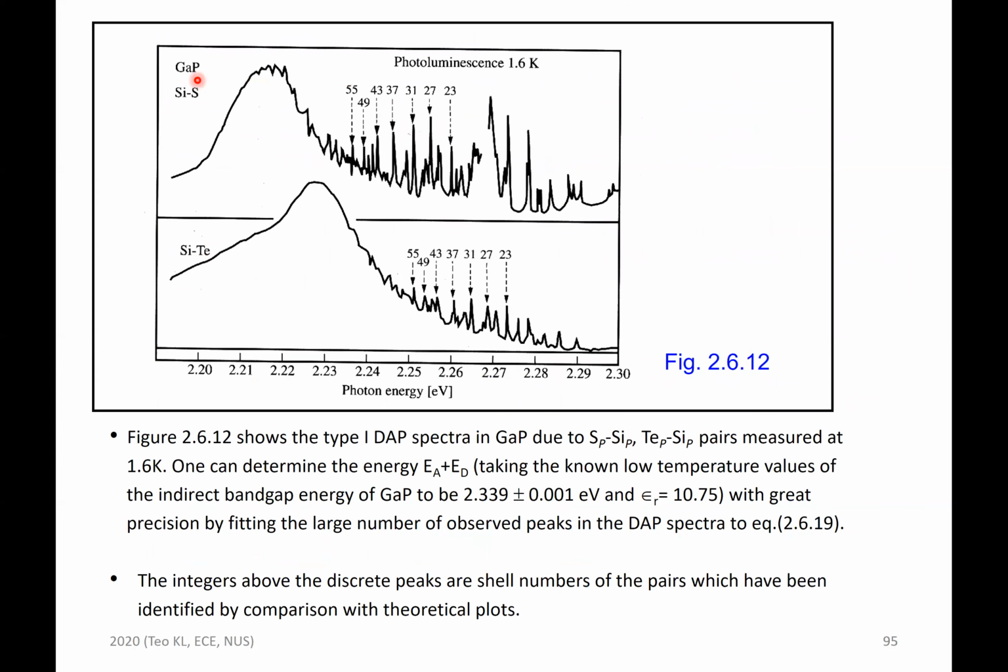So this shows gallium phosphide where you have silicon sulfur or even silicon telluride. These are the type 1 DA pair transitions. All the sharp peaks here are due to the donor acceptor pair transition, and each peak is due to the separation distance between the ionized donor and the ionized acceptor. Don't worry too much about these numbers; basically, this is due to the theoretical fitting. They give rise to the shell number of the pair. Again, all these sharp peaks are due to the donor acceptor pair transition, and each pair is separated by a certain distance between the donor and acceptor.